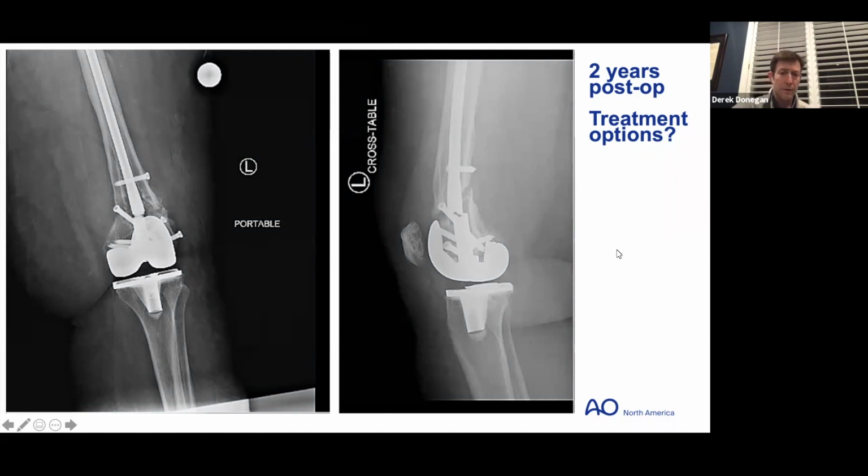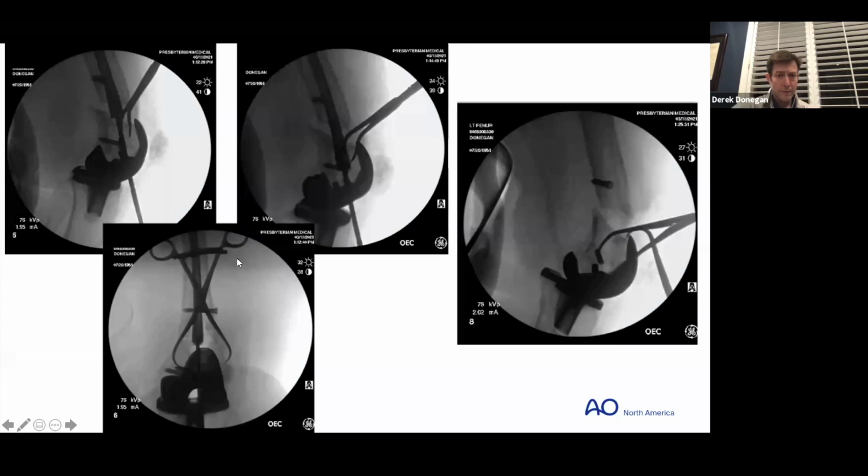Discussed with her and thought giving her a chance at revising, repairing a non-union was the right move. So let's run through just a couple of questions. Hopefully we'll answer in the chat.